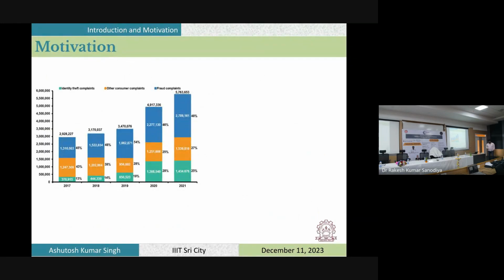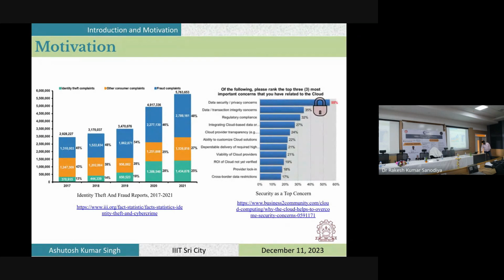The second part of my talk is data privacy. In the cloud, the major challenge is the distributed environment. We are not sure that once we publish our picture on Facebook, the picture is not misused.